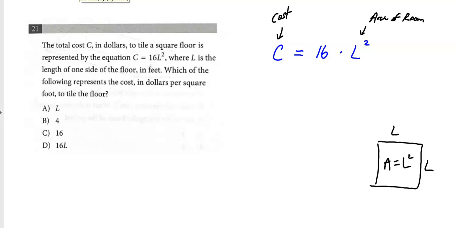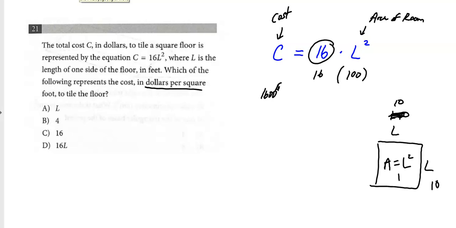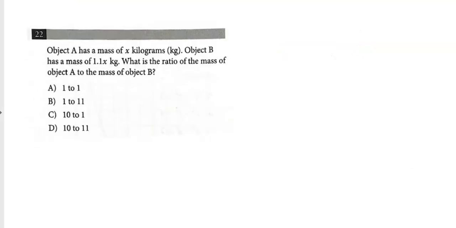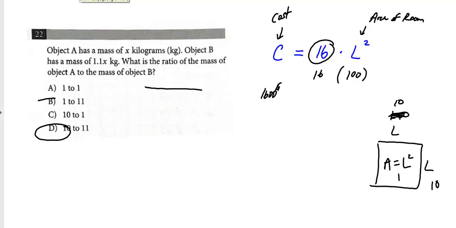Well, if L was 1, that'd be a pretty small room, but it'd be 16 times 1, it'd be $16. If L was, let's say, 10, and my room was 10 by 10, that would be 100 square feet times 16. That'd be $1,600. So it looks like this 16 is the cost per square foot. Dollars per square foot, $16 a square foot. Kind of an awkwardly worded question, but the math wasn't too horrible. So what do we have here?